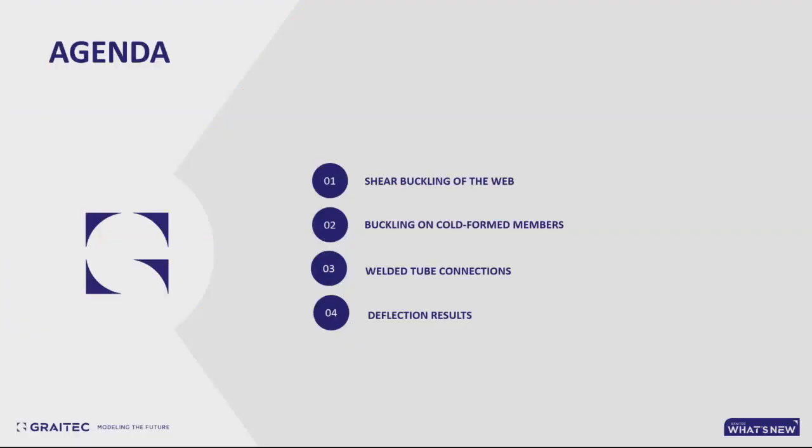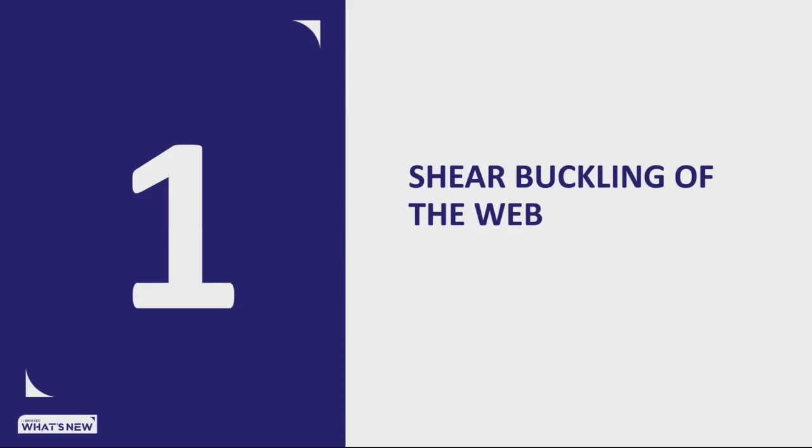So first we will see a new verification for the shear buckling of a web. Then I will show you the new buckling definition and buckling results on call-for members. Then we will move on to some new welded connections for hollow profiles, and eventually you will see our improved presentation of the deflection results. So let's begin with the shear buckling of the web.